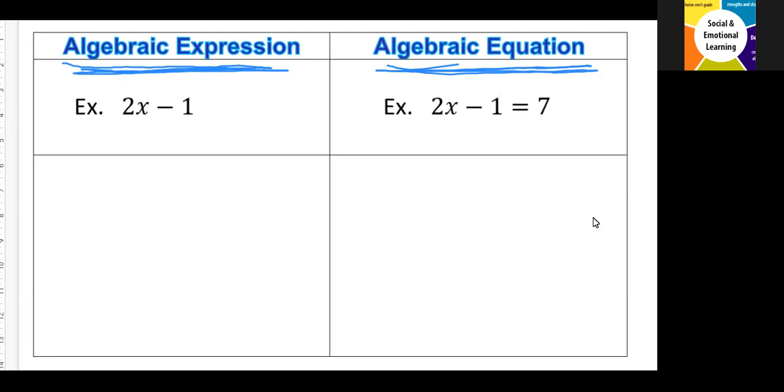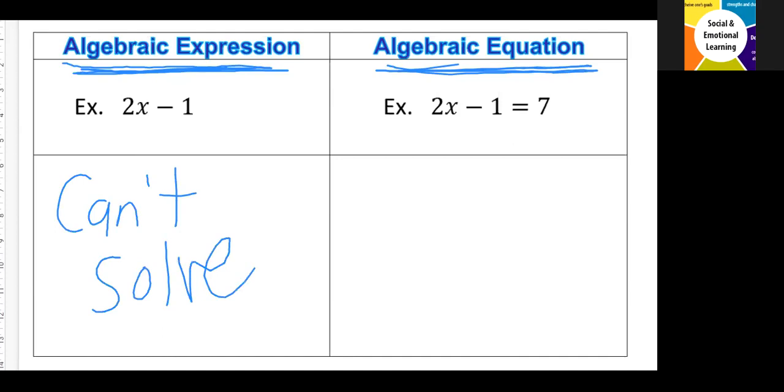The algebraic equation has the answer. Oh, I see what you mean. Yeah, like there's an answer. In other words, it has an equal sign, right? That's the difference between an expression and an equation. Okay, so when it comes to algebraic expressions, we can't solve. You can't solve an algebraic expression because it doesn't have an equal sign. You can simplify it, you can do other things with it, but you can't solve it.